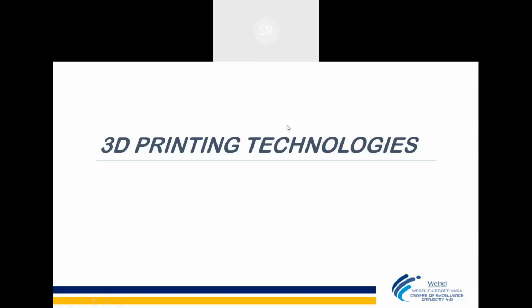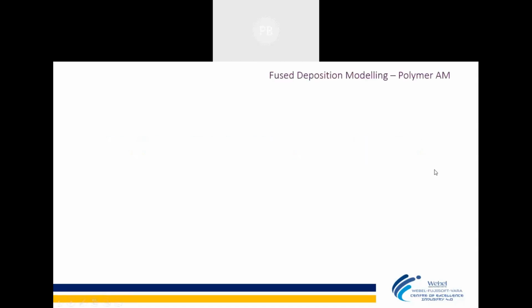So we'll continue with the 3D printing technology, what we offer in our COE. Afterwards we will again do a brief introduction of 3D printing and the different technologies available in the market. First will be fused deposition modeling, which is polymer based again. It is the first technology to be invented, in 1986.